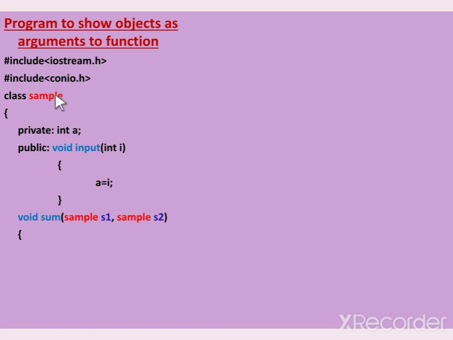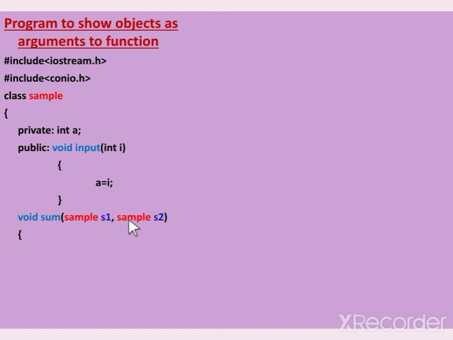Next, void sum function. Inside the class definition we are defining member functions: void sum, sample s1 comma sample s2. Here sum is another member function under the public access specifier. One function is input, another one is sum. Here sample s1 comma sample s2, these two are arguments of function sum. Sample is the class name, and s1 and s2 are two objects.